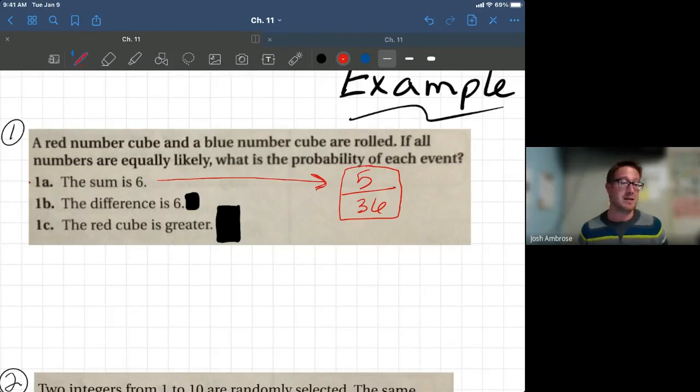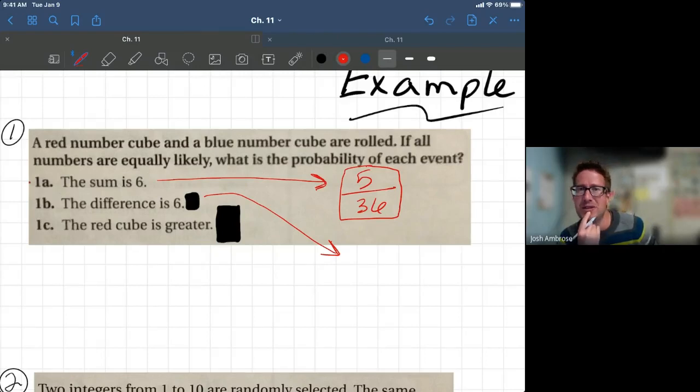All right, the next one is the difference is 6. So now we're looking at subtraction. So the difference is 6. All right, now let's see. The difference is 6. Let's think about this. Let's use a little bit of logic because I had to read this one a couple times. The difference means subtraction. And if you only have the numbers 1 through 6, and obviously they're all positive numbers, we're not getting weird thinking there's a negative number on a dice.